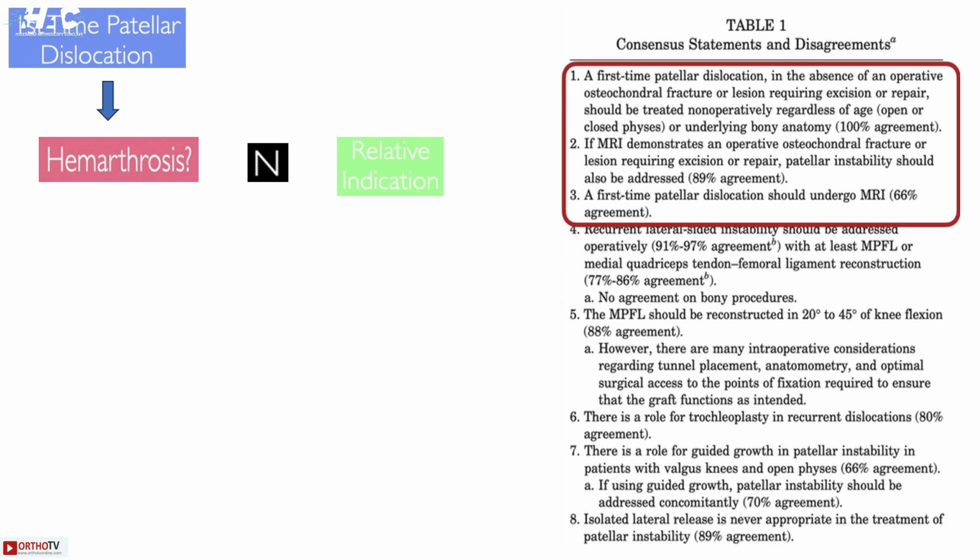A patient with a first-time patellar dislocation, in the absence of an operative osteochondral fracture or a lesion requiring excision or repair, should be treated non-operatively regardless of age or underlying bony anatomy. So if there is no indication for excision or repair of the osteochondral fragment, you need to do non-operative treatment. If MRI demonstrates an operative osteochondral fracture or a lesion requiring excision or repair, patellar instability should also be addressed along with the osteochondral fragment fixation. A first-time patellar dislocation should undergo MRI. This is a 66% agreement.